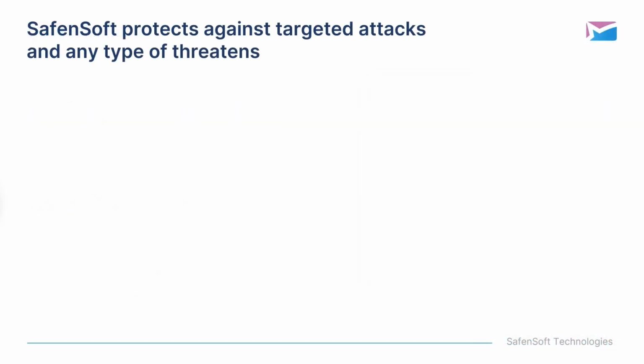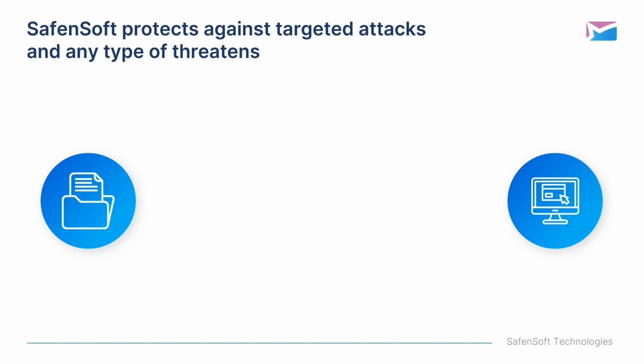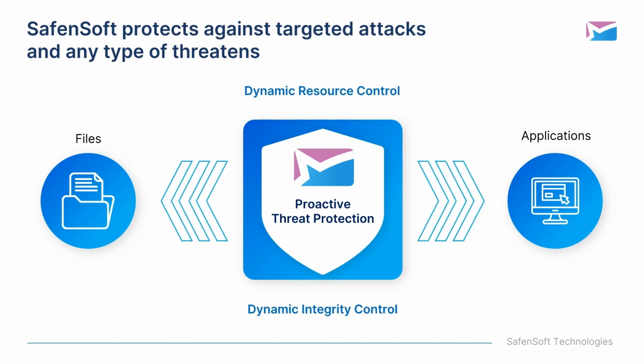SafenSoft protects against targeted attacks and any type of threats. An information system consists of information in files and applications to compute the data from the files. To ensure the integrity and workability of the system, each of the components must be protected. SafenSoft solutions are based on proactive protection technology. It controls the resources of the operating system and all applications that have access to the operating system. Thus, the integrity and workability of the operating system is guaranteed.